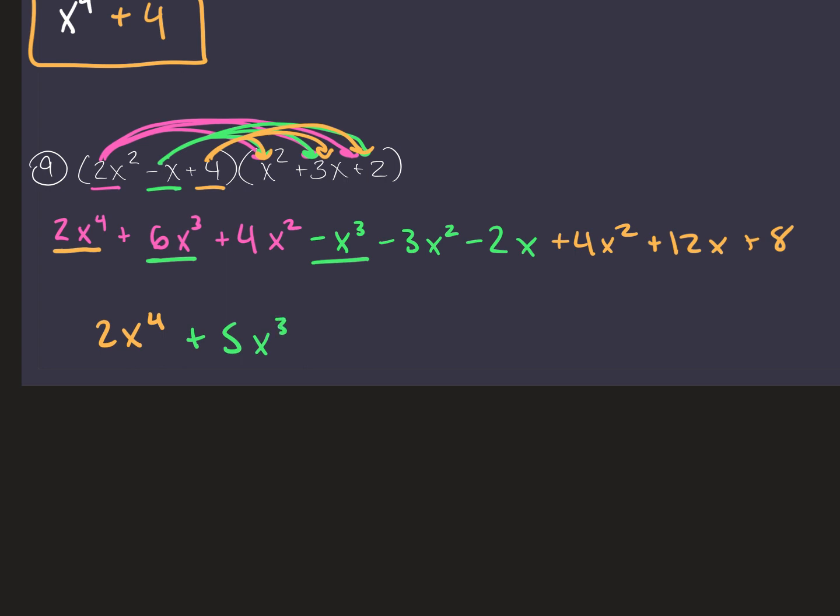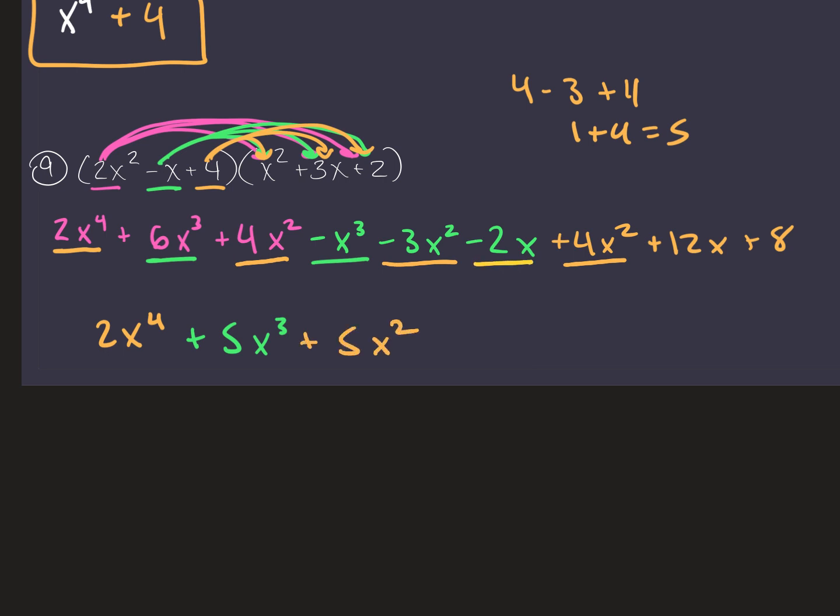So I'm going to move on to my x squared. So I have 4x squared plus 4x squared and a minus 3x squared. So 4 minus 3 plus 4. 4 minus 3 would be 1, and 1 plus 4 would be 5. So this is 5x squared.